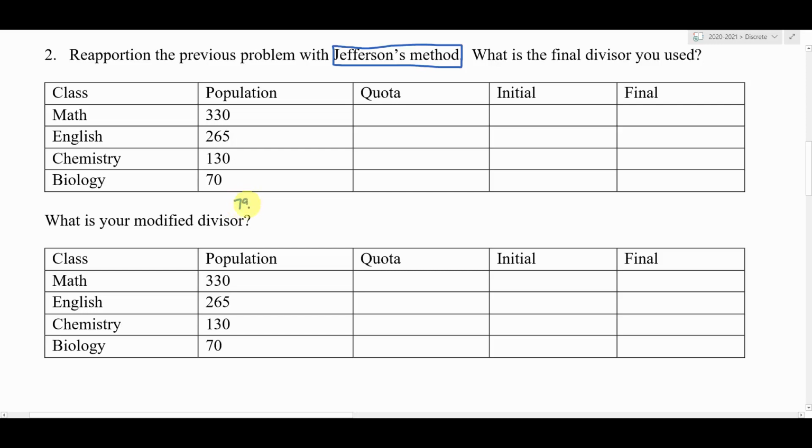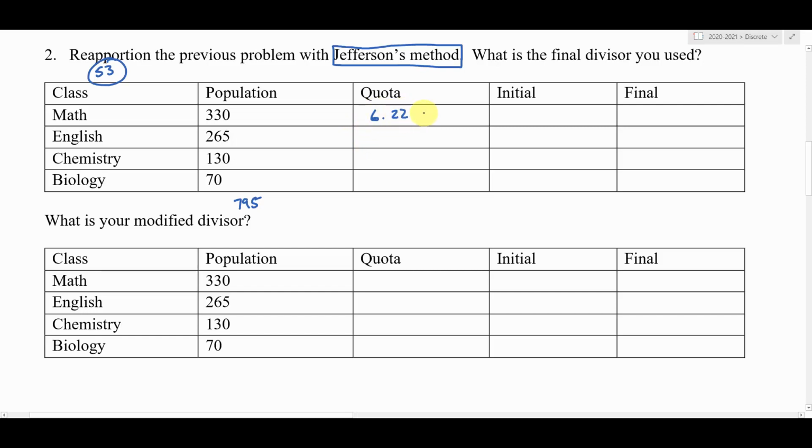Our populations are the exact same as the previous problem, which means the total is the exact same, which means our divisor is still 53. So I'm going to do 330 divided by 53, 265 divided by 53, 130 divided by 53, and 70 divided by 53 to get my quotas. We've already done that work when we did the Hamilton method just a few minutes ago.